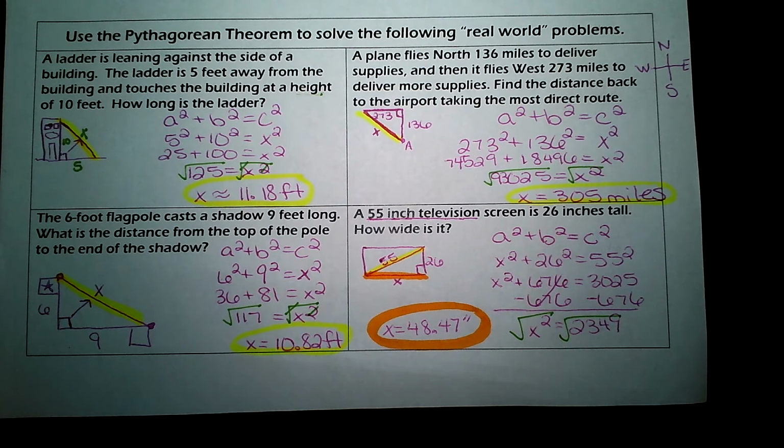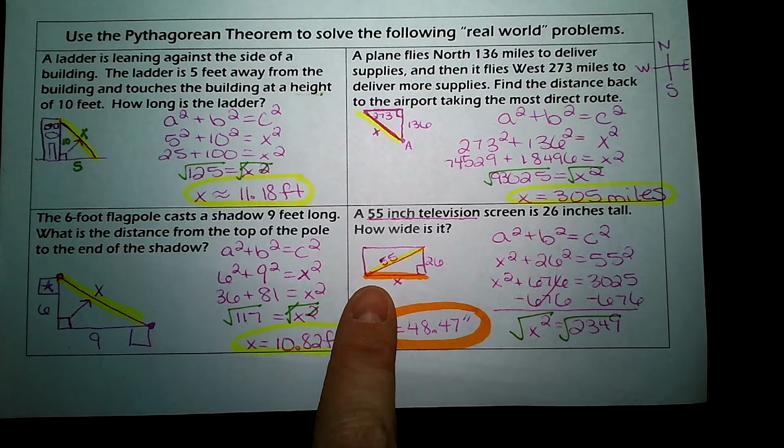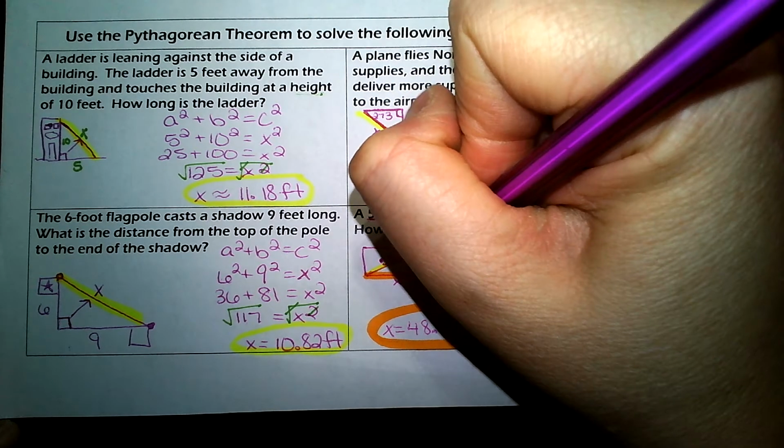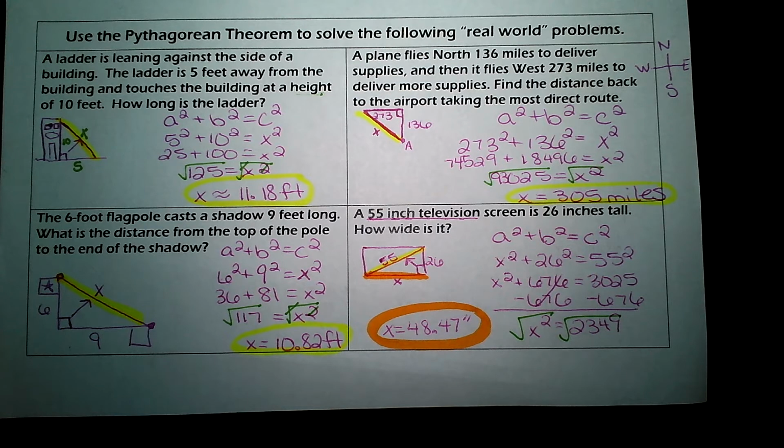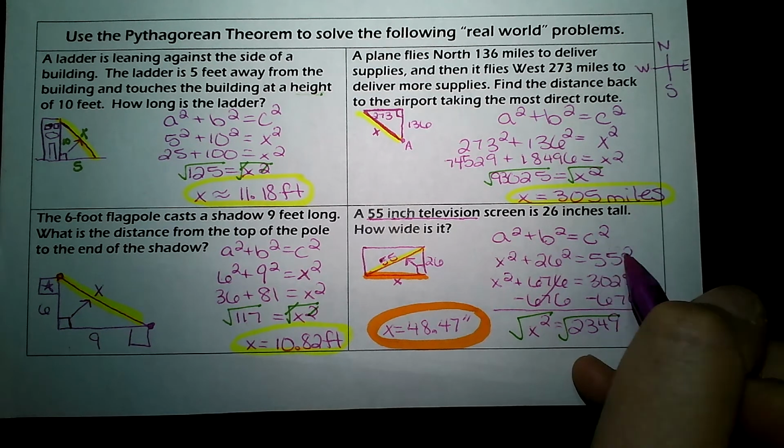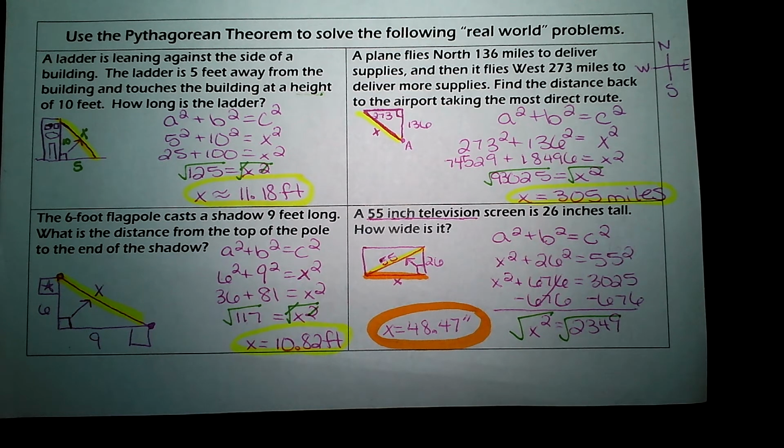Now, if something went wrong, if you didn't get that, let's back up and figure out where the mistake is. We read it, we drew a picture. Based on this picture, the hypotenuse is 55. Remember, the hypotenuse is always, every single time, across from the 90-degree angle. So the hypotenuse is 55, which means the 55 goes on the right side of this equation. X and 26 are the two legs of the right triangle, so they go on the left side of the equation. I went with X squared as A and 26 as B, but of course you could reverse that. In order to solve for this X, I had to do a subtraction before I took the square root. And once I do that, I got 48.47 inches, since we're measuring in inches.